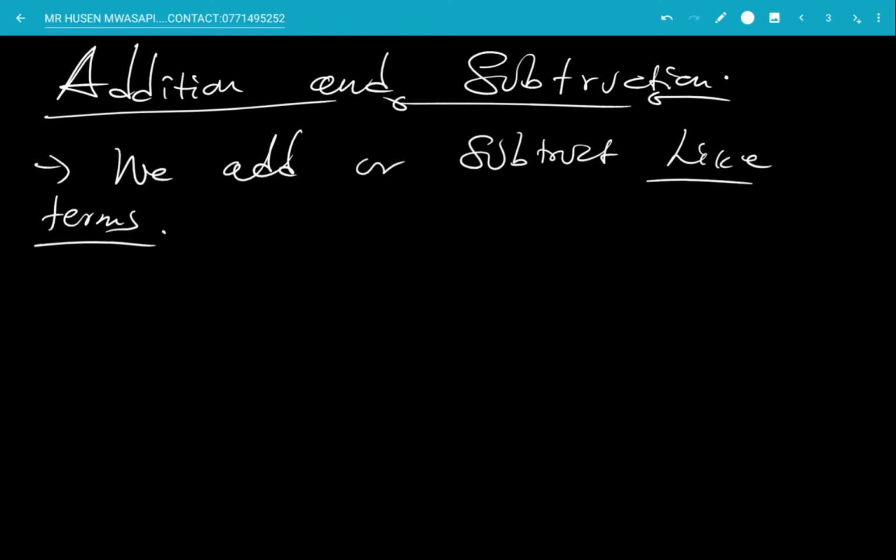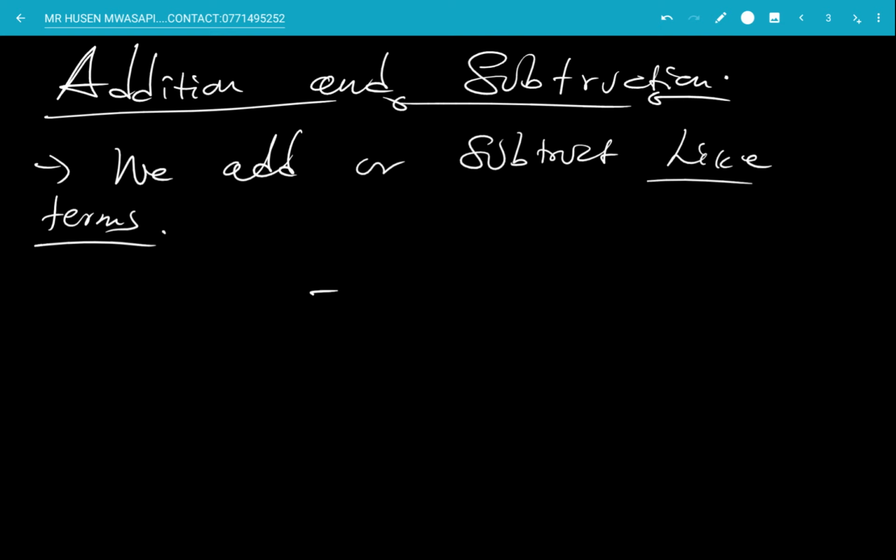Now, when is the term like? And when is the term unlike? If the letters attached to a term are the same as the term that is being added or subtracted with, it means that they are like terms.